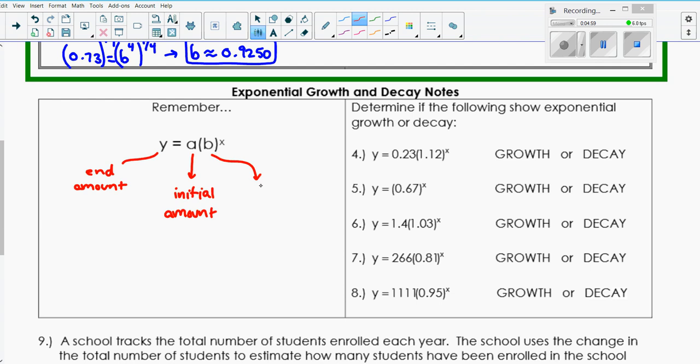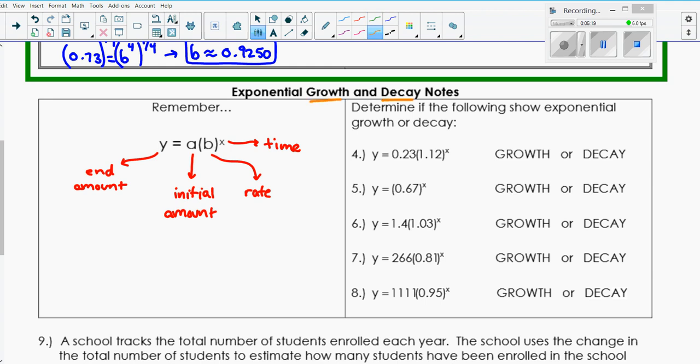B is your rate. That's what we just solved for in the last problem, and then x is your time. Alright, so the first part is going to talk about the difference between exponential growth and decay.